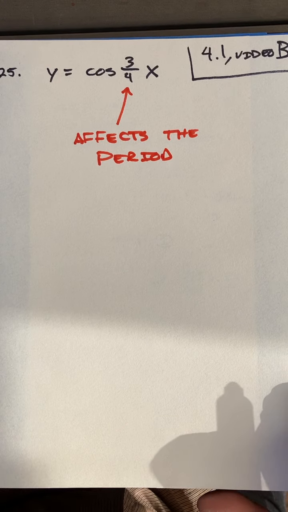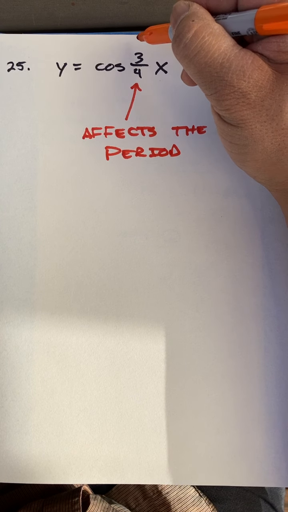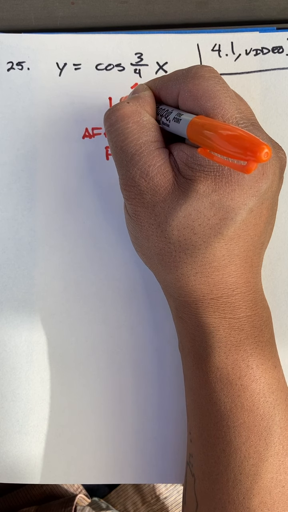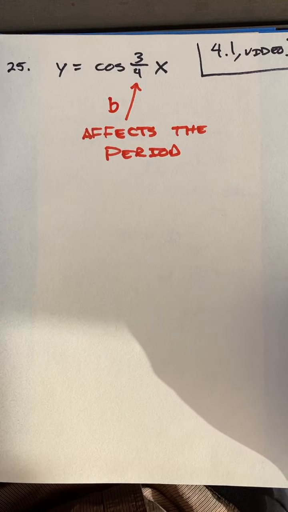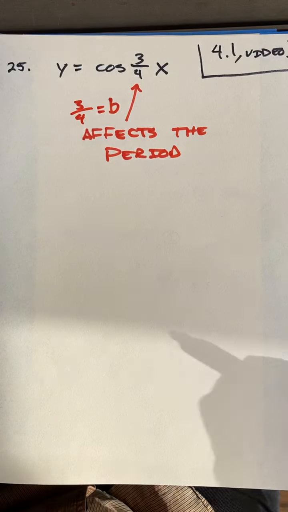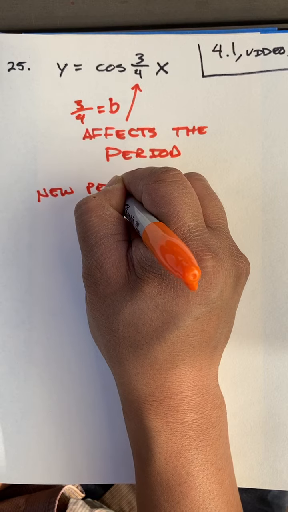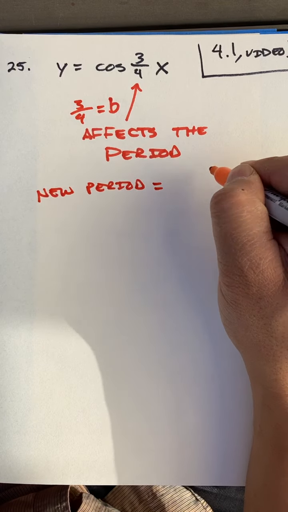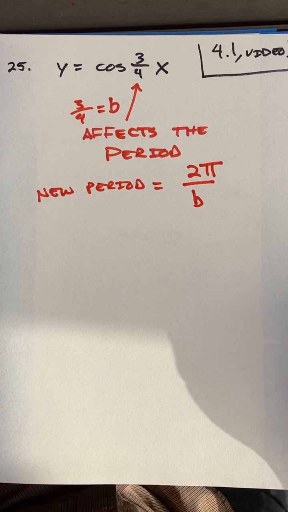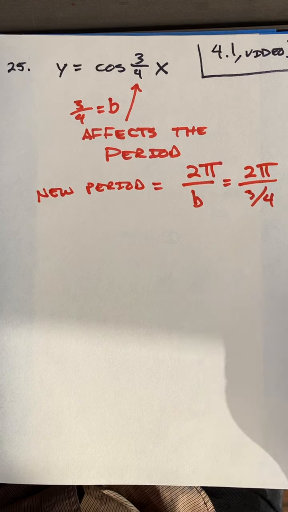Okay, and this number is labeled B. I'll just put a B right there. So 3/4 equals B. I'll write that here. And the new period is always equal to 2 pi divided by B. In this case it's 2 pi divided by 3/4.